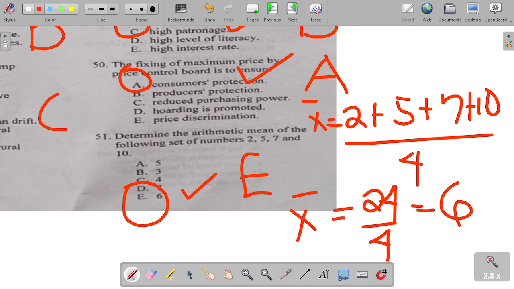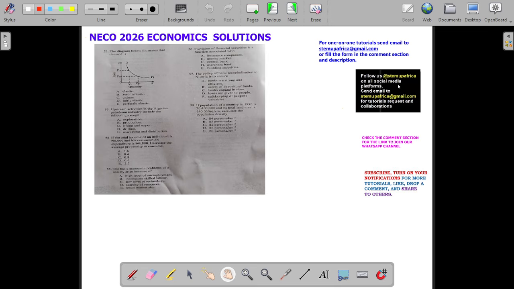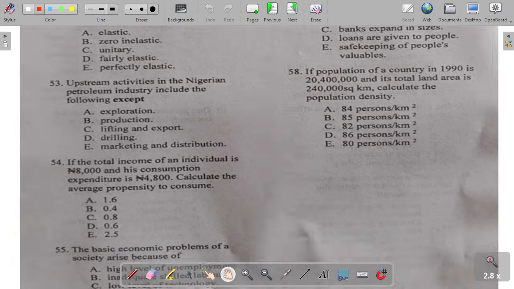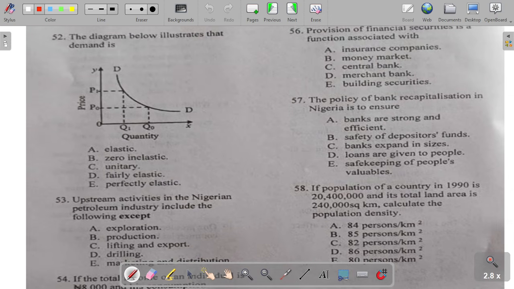Let's look at 52. He said the diagram below illustrates that demand is what? You can see the price changes from 1 to 2, then the quantity demanded changing from 1 to 0. That is elastic demand. A.